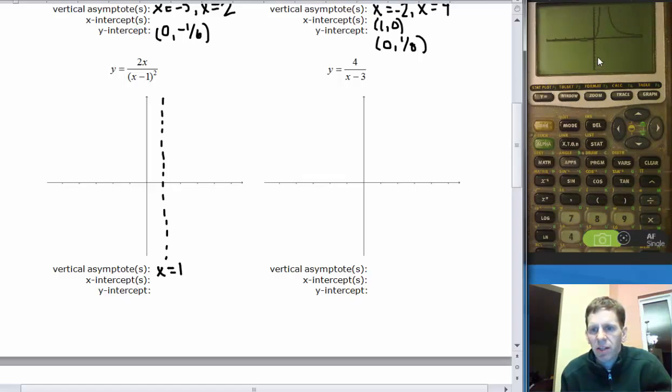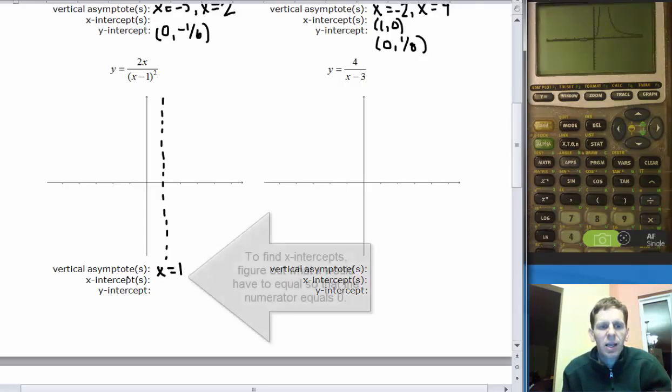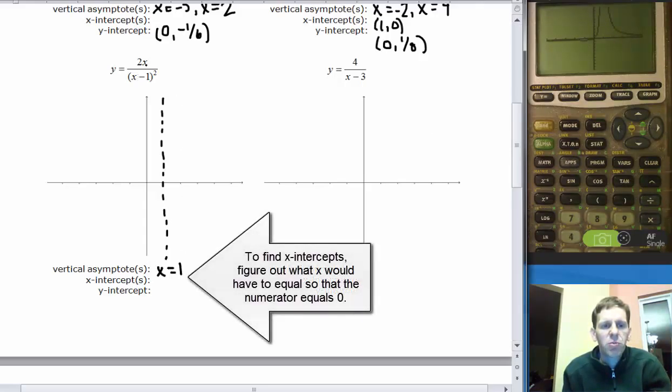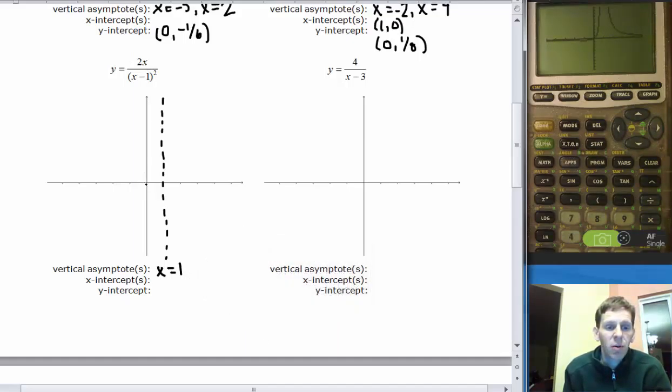The graph doesn't seem to have anything going on at 1, and the graph kind of appears to jump somewhere in here. X-intercepts are based on the numerator. What would cause your numerator to equal 0? Well, obviously here, if you plug in 0 for x, you would get 0. So 0 is your x-intercept.